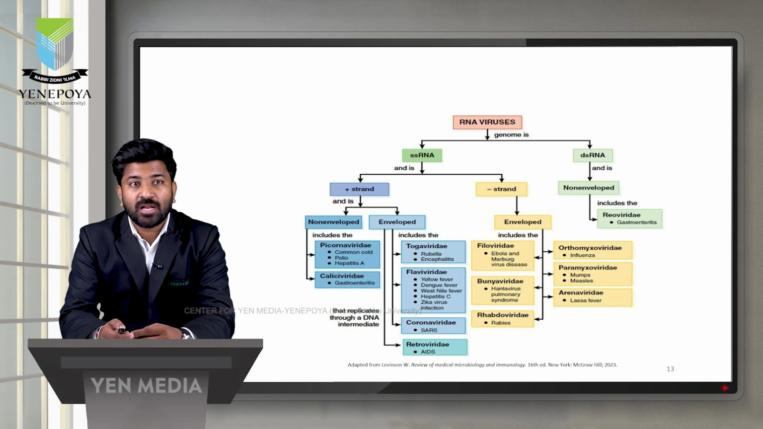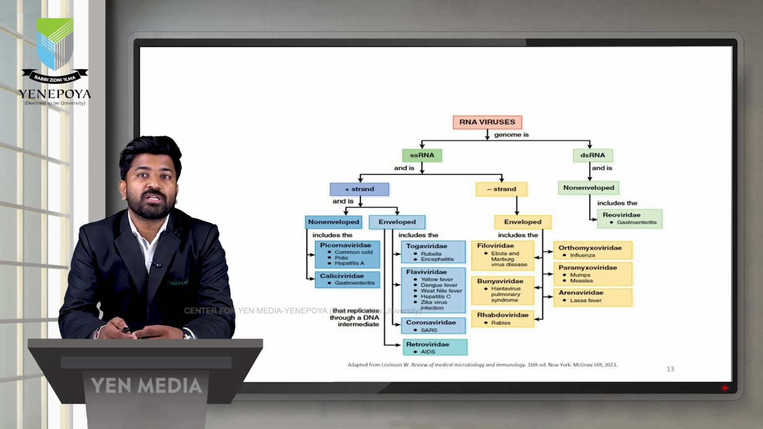So, under the positive strand RNA, we have the non-enveloped viruses, under which we have picornaviridae, caliciviridae. Under the enveloped ones, within the positive strand RNA viruses, we have the togaviridae, flaviviridae, coronaviridae and retroviridae. If you look at the negative strand, we have enveloped viruses, under which we have filoviridae, bunyaviridae, rhabdoviridae, orthomyxoviridae, paramyxoviridae and arenaviridae. If you look at the right hand side, we have the double stranded RNA, which has a non-enveloped virus, under which we have reoviridae as one of the causative organisms.